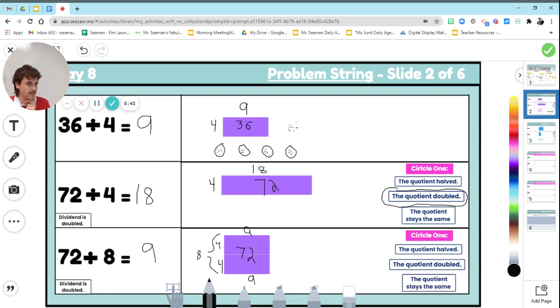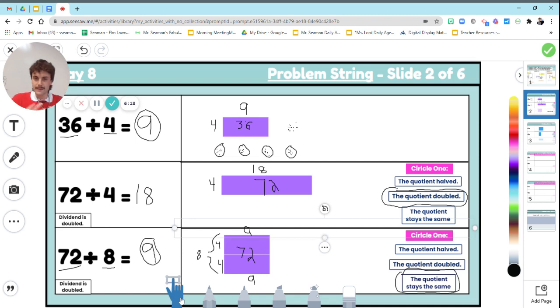Look at that, from the first problem to the third problem. Going from the first problem, my divisor and my dividend both doubled. What's interesting is that they both doubled, but my quotient stayed the same. Interesting. All right, let's keep going on here. I'm going to circle that the quotient stays the same.